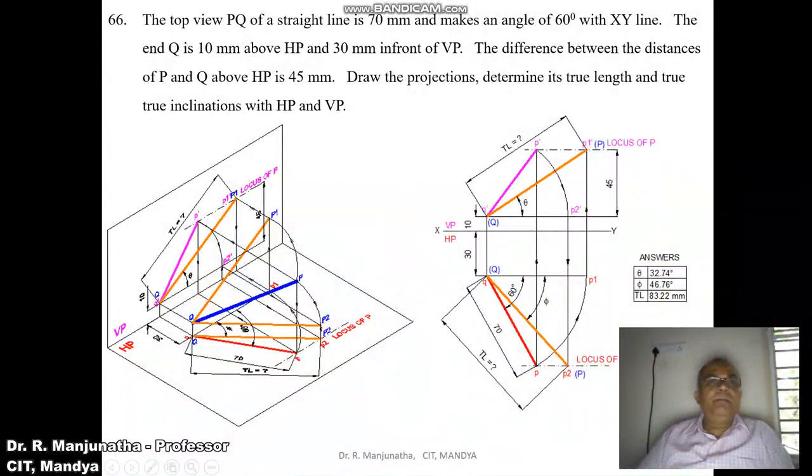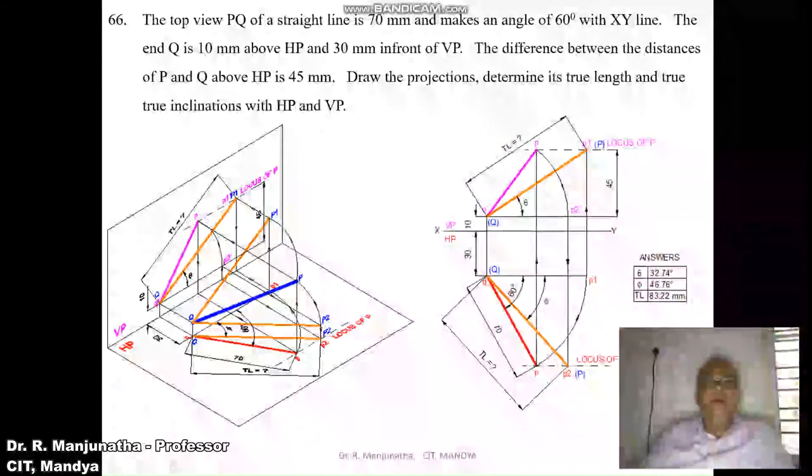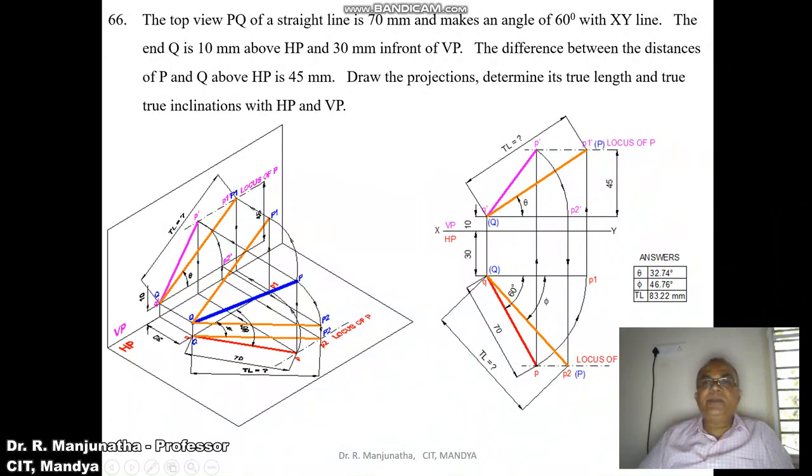The top view PQ of a straight line is 70 mm and makes an angle of 60 degrees with the XY line. The end Q is 10 mm above HP and 30 mm in front of VP. The difference between the distances of P and Q above HP is 45 mm. Draw the projections, determine its true length and true inclination with HP and VP.